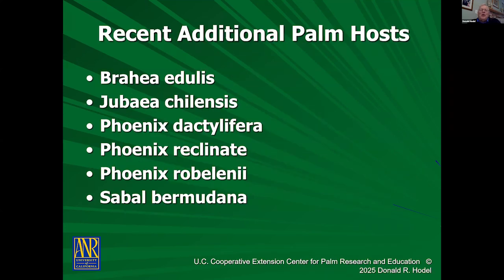So some recent additional palm hosts include Brahea edulis, Jubaea chilensis, the most massive palm we grow here, Phoenix dactylifera, the mainstay of the date industry in the Coachella Valley, Phoenix reclinata, Phoenix roebelenii, Sabal bermudana, and I think there's even some other species. So what happens when the weevil kills all the Canary Island date palms in an area, then it jumps to less preferable species. And we're still adding species to the list now.